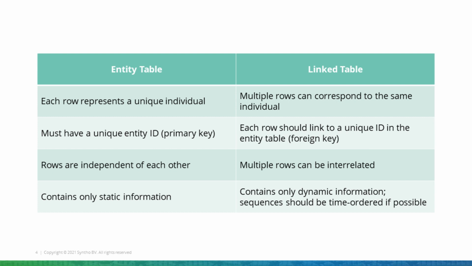Linked table requirements. 1. Allow multiple rows to correspond to a single entity, accommodating various events or states for that entity. 2. Use a foreign key in each row to link back to the entity table's primary key, maintaining a connection between events and entities. 3. Rows can be interrelated, reflecting the sequence or relationship between events. 4. Focus on dynamic, changeable information, ideally in a time-ordered sequence to track changes or trends.